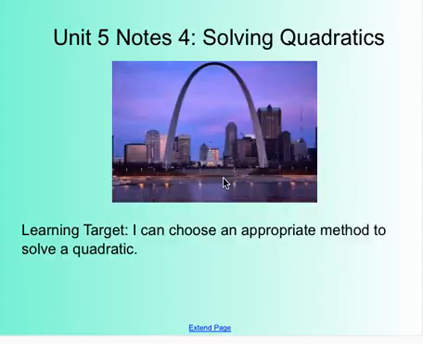This is Unit 5, Note 4, Solving Quadratics. So a lot of you are coming either right from Intermediate Algebra A, or maybe you had a trimester off. A couple things you need to remember. A, I'm not going to do the problem right every time. I want you to identify mistakes.